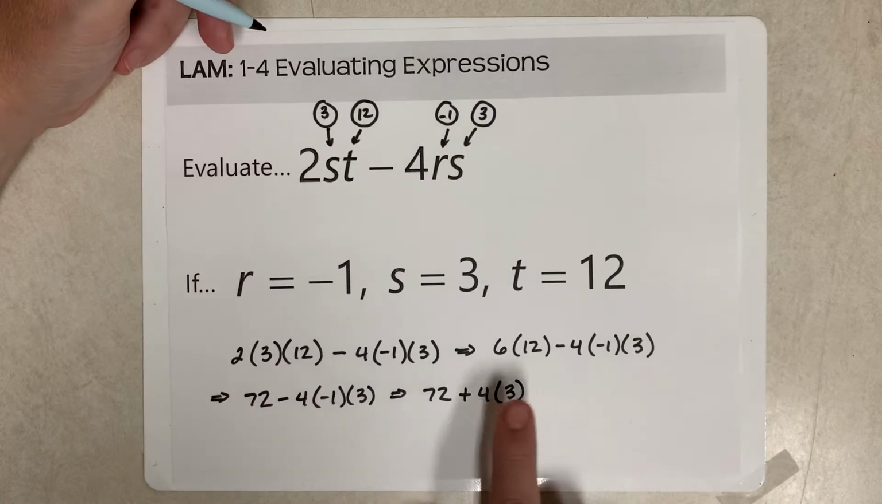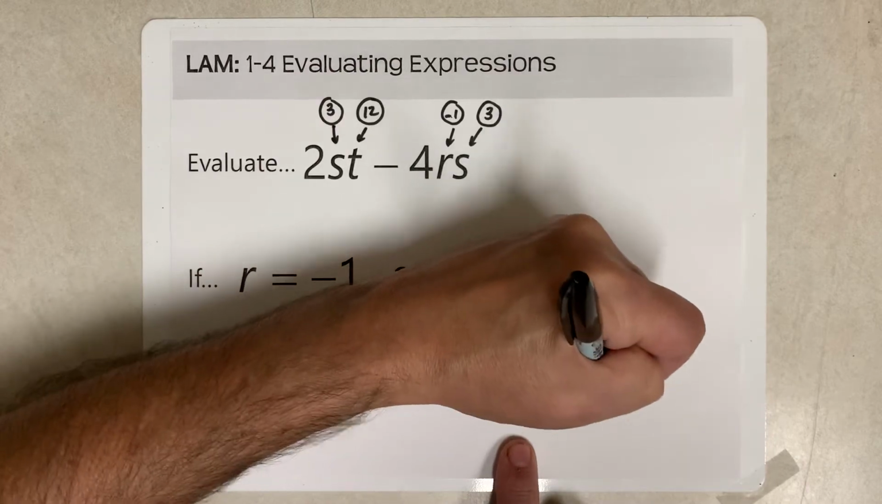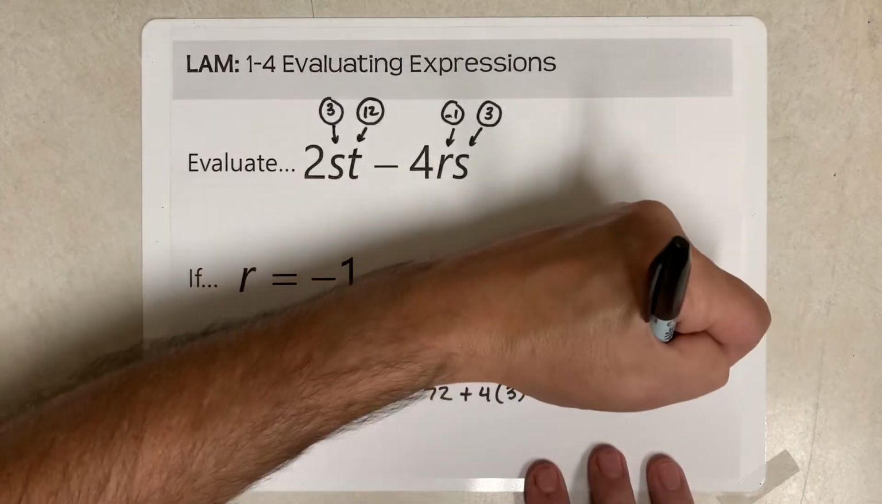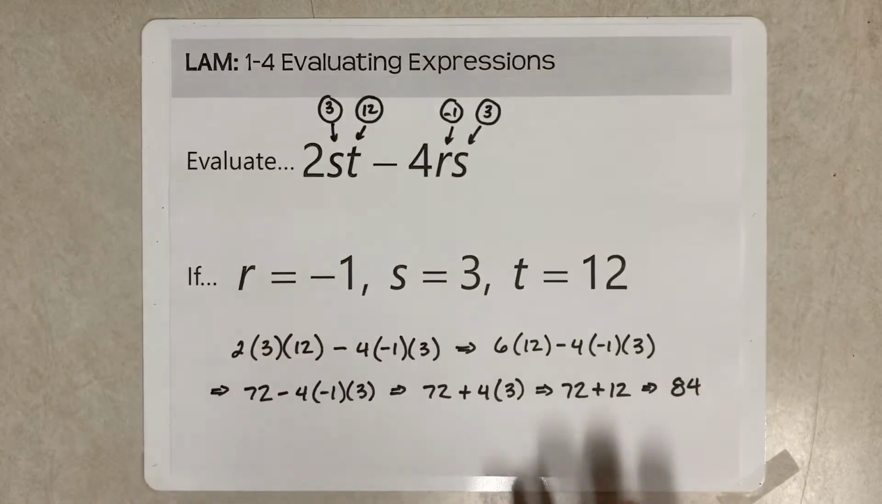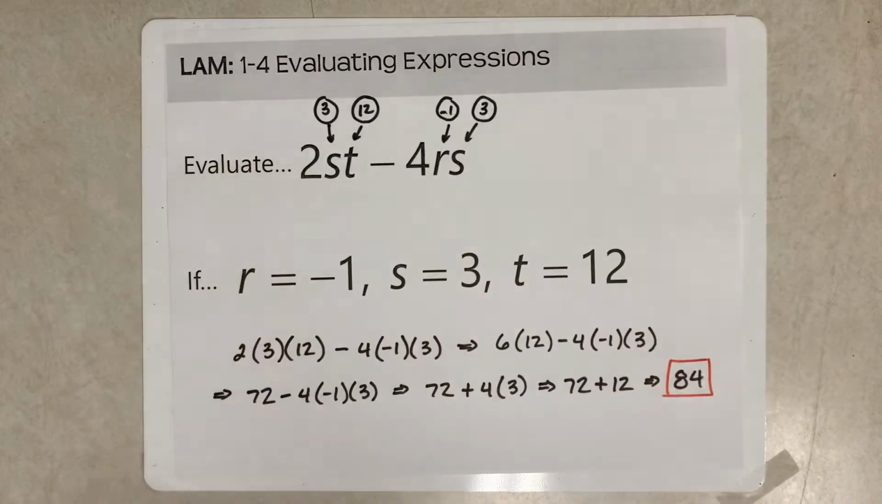And now I have to do the 4 times 3 part. So 72 plus 12, and that should give me 84. And that would be my final answer for this one, 84. And there we go. Okay.